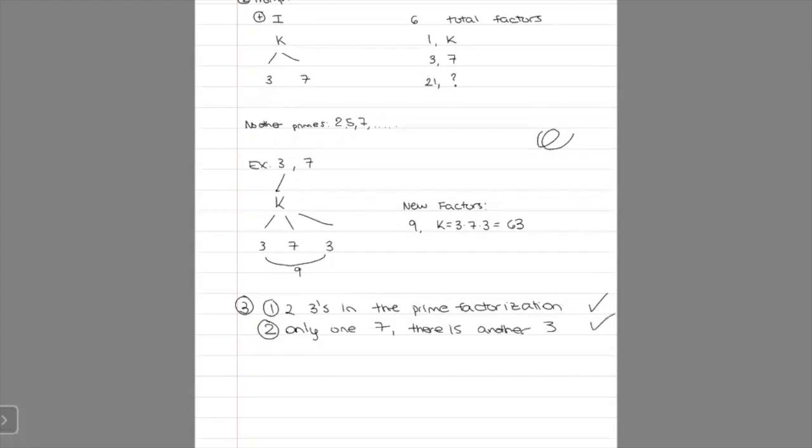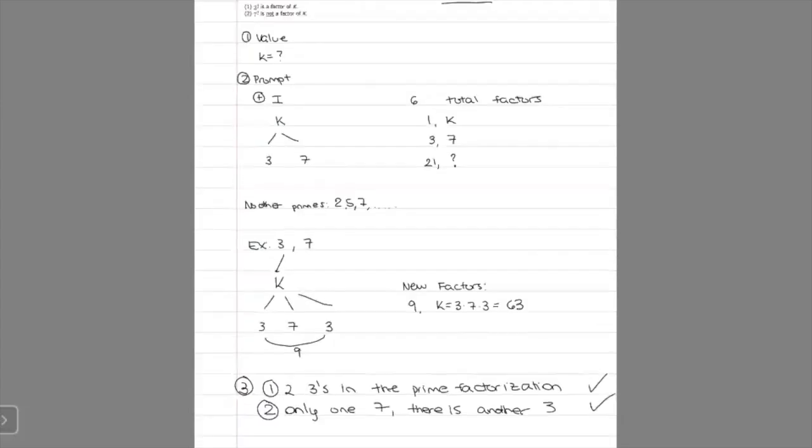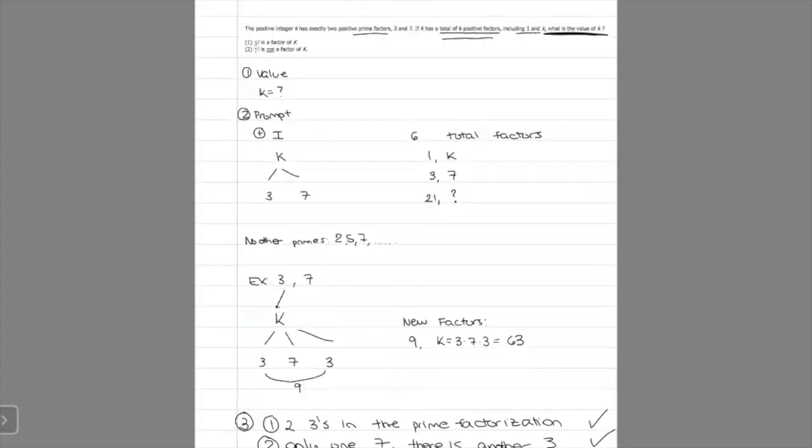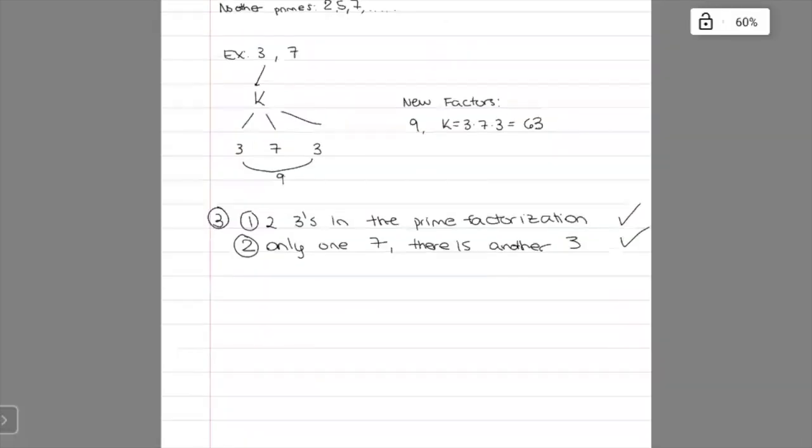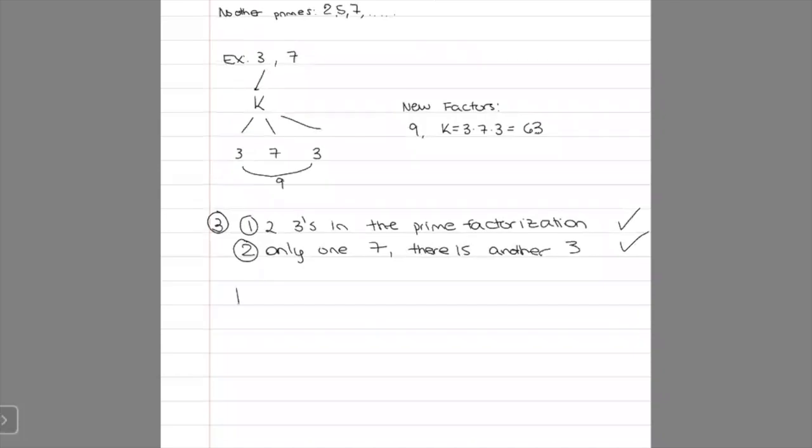In general, the statements cannot contradict each other. So it's not possible for one of them to imply that you have an extra 3 and for the other one to imply that you have an extra 7. They're always going to support each other. So in this case, we can see that each one individually is sufficient to be able to find k. And so therefore, we don't even have to put them together. It's going to be answer choice D, which is just that each statement alone is sufficient.